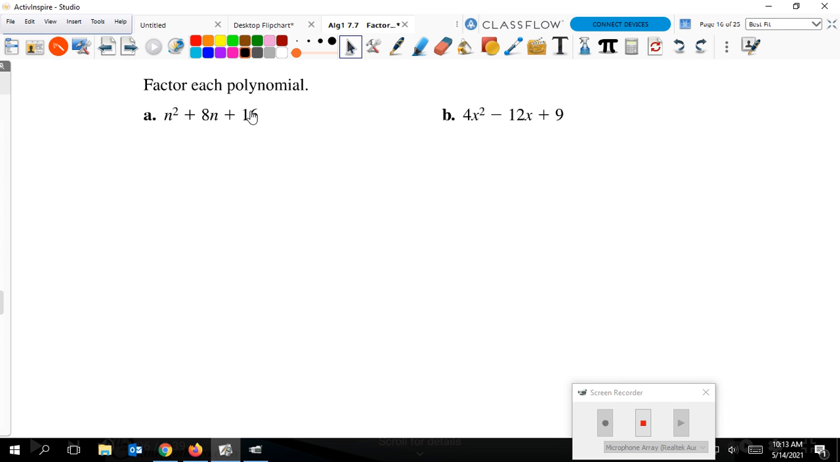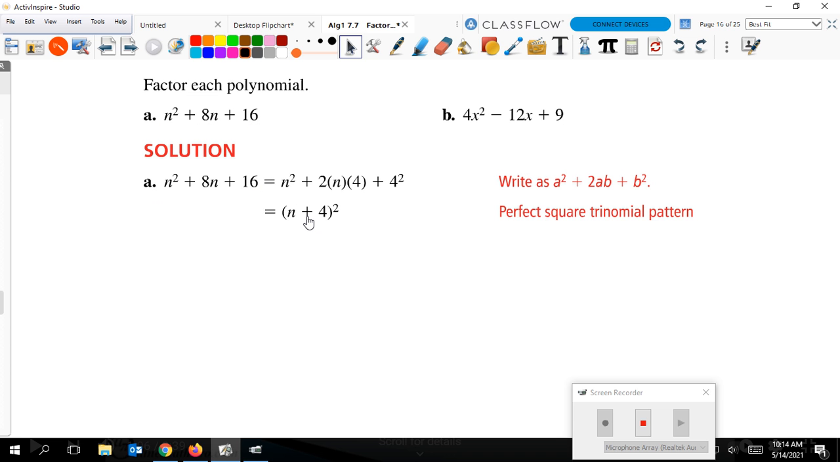So here 16 would be 4 times 4, 8 is 4 plus 4, that makes a perfect square trinomial pattern, trinomial square pattern. So we can think of it as the same binomial, where it's going to be the n and the 4, and it's a plus in the middle. This sign, the middle term, will always be what's in your binomial, n plus 4 squared. There's two binomials exactly the same.